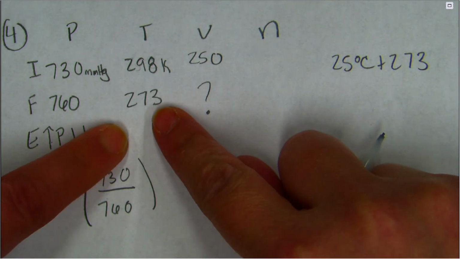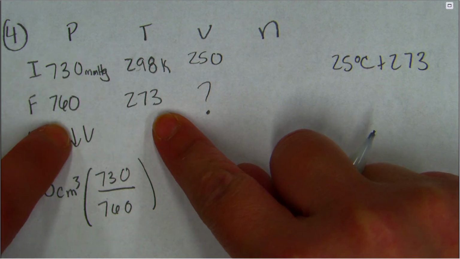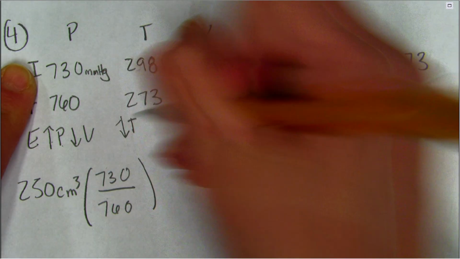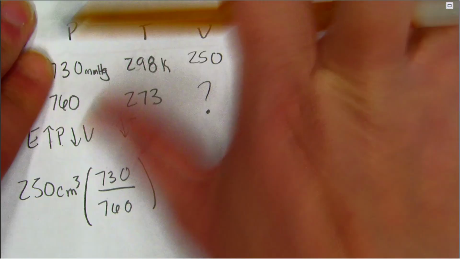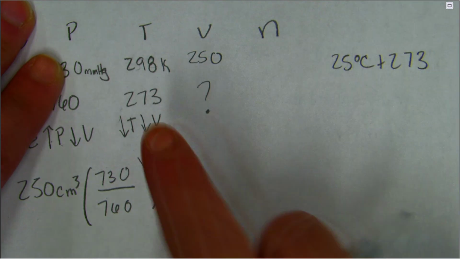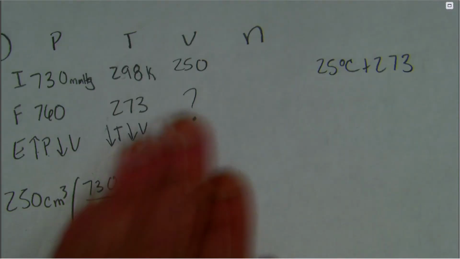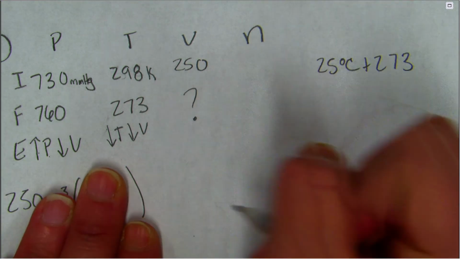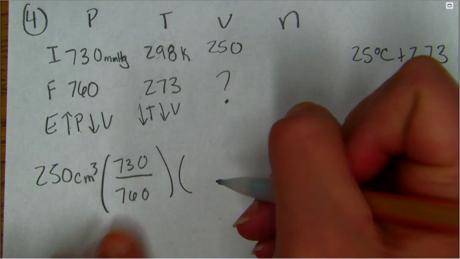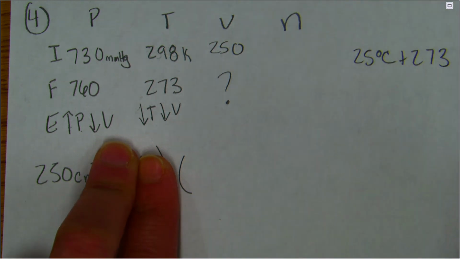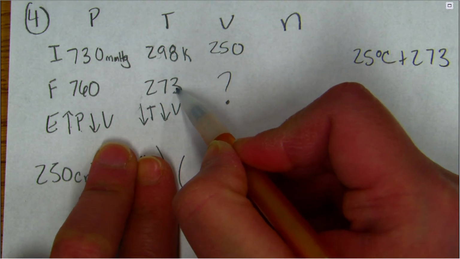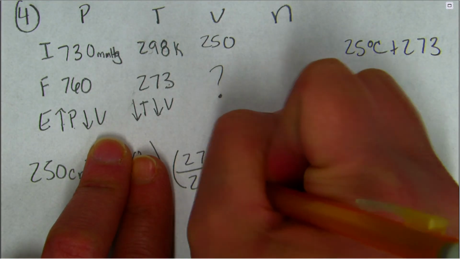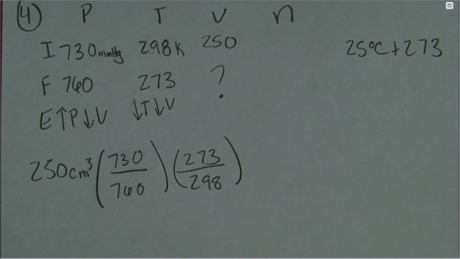Now I have a second part. This second part is independent of the first part. My temperature went down. So a decrease in temperature is going to cause a decrease in volume. So how am I going to set up this ratio such that 250 goes down? So I have a second part here basically. To go down, I'm going to put 273 on top and 298 on the bottom of my ratio. So now here's how I've got it set up.